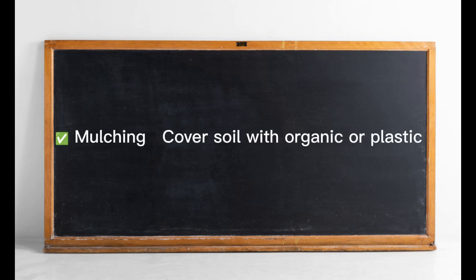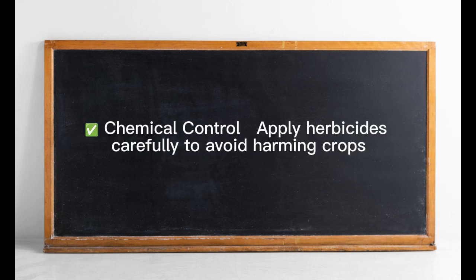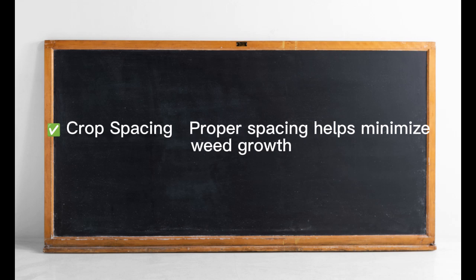Mulching: cover soil with organic or plastic mulch to suppress weed growth. Chemical control: apply herbicides carefully to avoid harming crops. Crop spacing: proper spacing helps minimize weed growth.